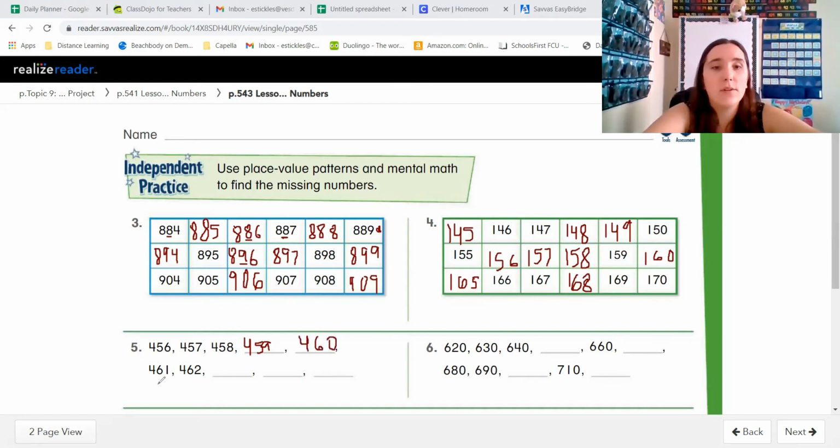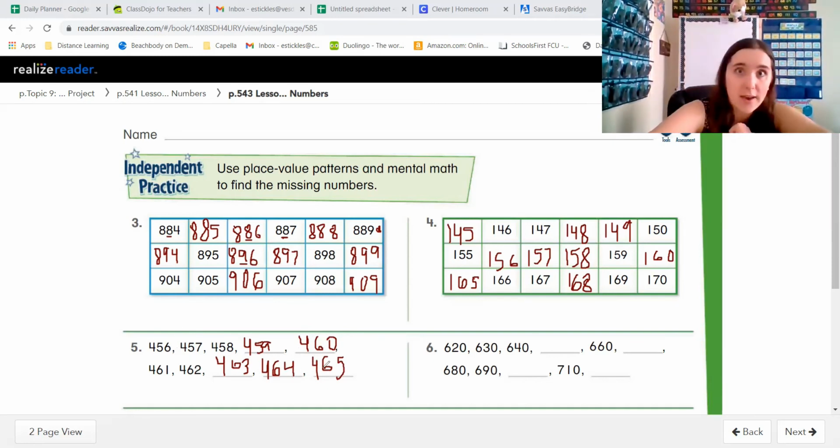And then next would be 461, 462, 463, 464, 465. So the pattern in this one is counting by ones. We're only increasing by 1. So 456, 457, 458, 459, 460, 461, 462, 463, 464, 465.